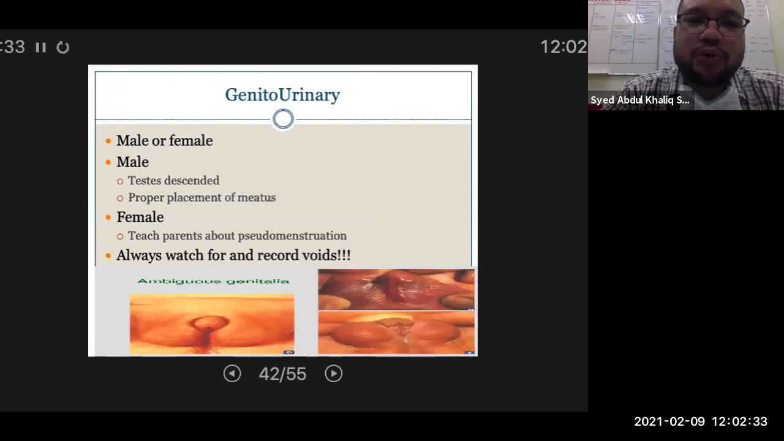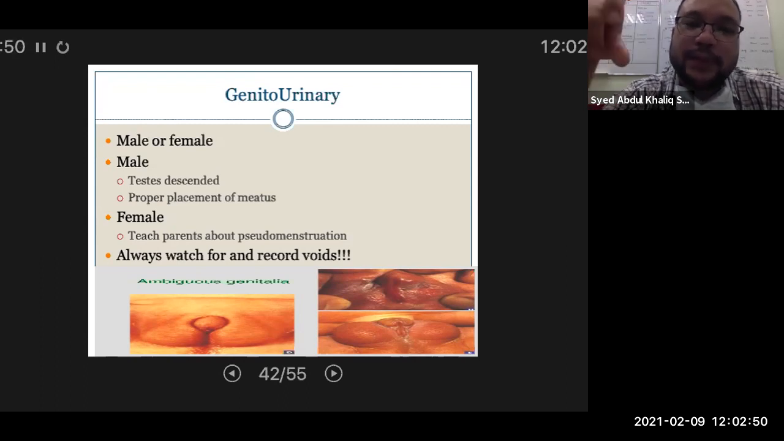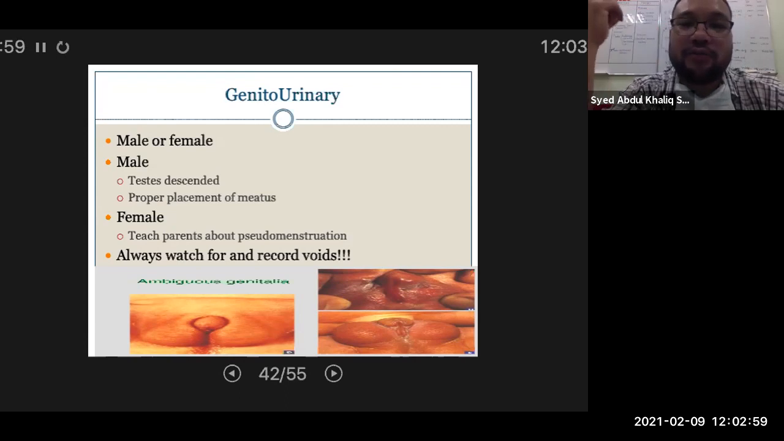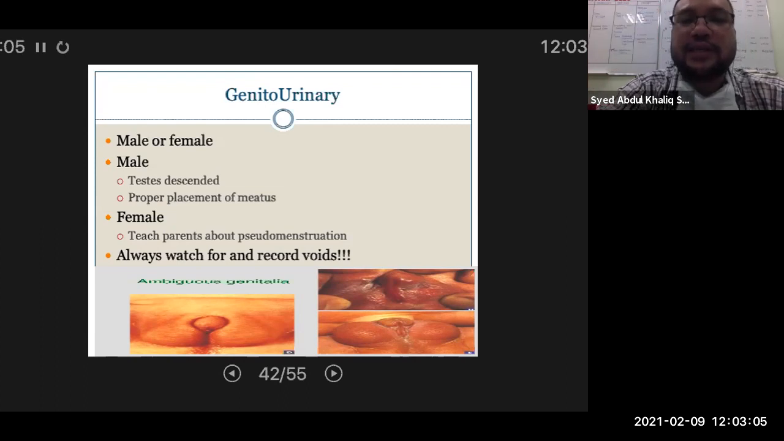You assess the genitourinary system, whether the child is male or female. If the baby is male, you need to assess the testis. Where is the testis? If you cannot feel the testis in the sac, you need to look for it. Is it just at the base of the scrotum, or deeper, in the inguinal region? If you cannot feel the testis, you need to get an ultrasound, because if the testis is intra-abdominal, there is a risk of malignant change. If there is ambiguous genitalia, then that is a neonatal emergency.